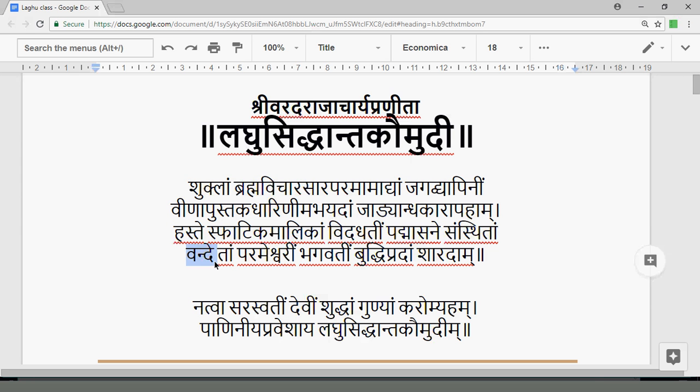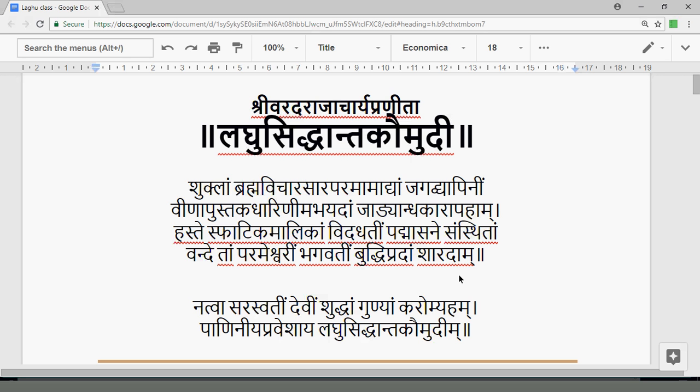So Vande is the word. Aham Vande, Uttam Purusha Ekvachana. Each and every student says Aham Vande, I bow down. Whom? So karma is expected. Tam Parameshwarim Aham Vande, Tam Sharadam Vande. Who is Parameshwari?